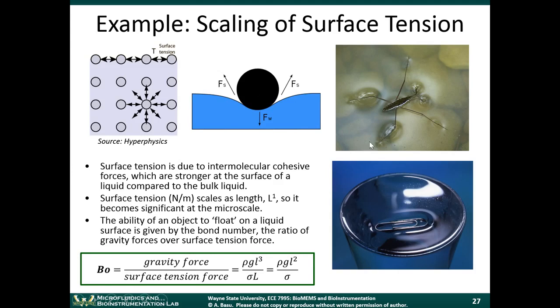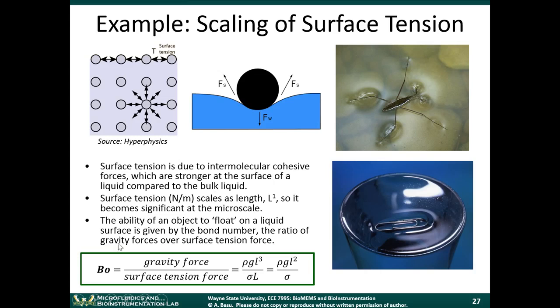This is an example of a bug, a water strider, that is light enough that it can sit on water without falling in, without submerging. If I tried the same thing, I couldn't do that. This phenomenon we can think about in terms of the Bond number. The gravitational force is what's going to cause this object to sink into the water.